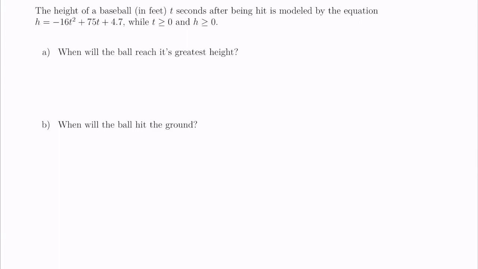The height of a baseball in feet, t seconds after being hit, is modeled by the equation h equals negative 16t squared plus 75t plus 4.7, while t is greater than or equal to 0 and h is greater than or equal to 0. Part A. When will the ball reach its greatest height?